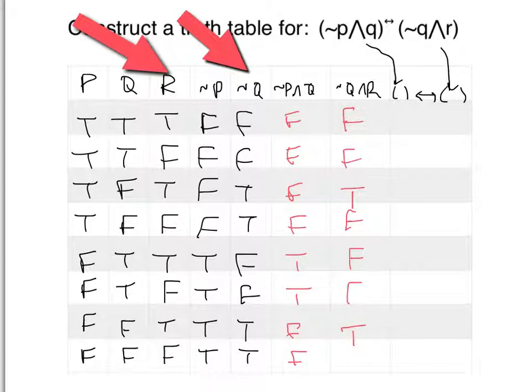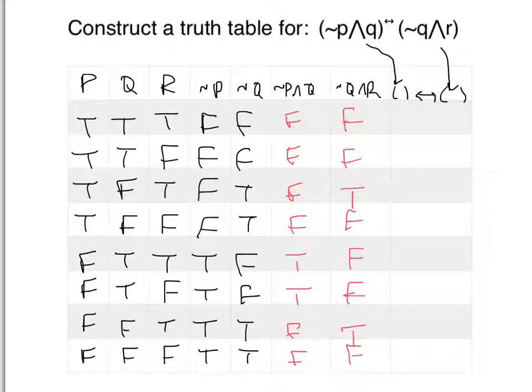So let's fill those in, and we are almost done. We can now take a look at the very last thing we need, which is the biconditional between the 2 columns that we have in red. So that would be this column here, as well as this column here. Those are the 2 columns we're comparing. The rule for the biconditional, as a reminder, is they both have to be the same in order for it to be true. So let's see what we've got.